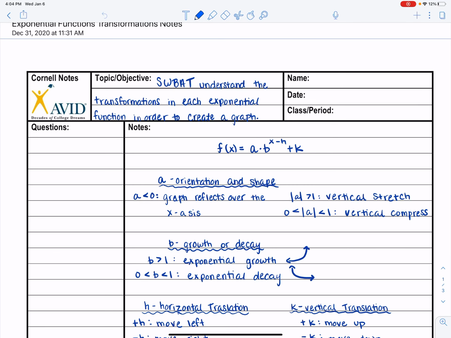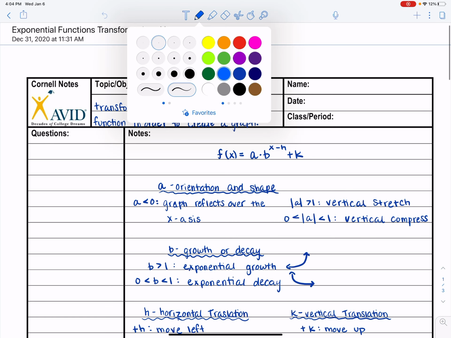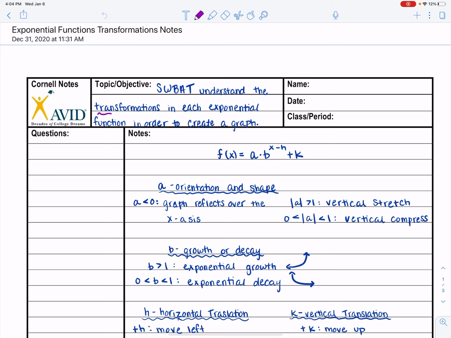Today, the student will be able to understand the transformations in each exponential function in order to create a graph. What it means by transformations is that if we use transformations on a graph, they're going to move around the graph. They're either going to move up or move down or move left or move right. Yesterday, we talked about how sometimes graphs can stretch up or compress or shrink down. So we're just talking about taking the normal graph that we have and moving it around.